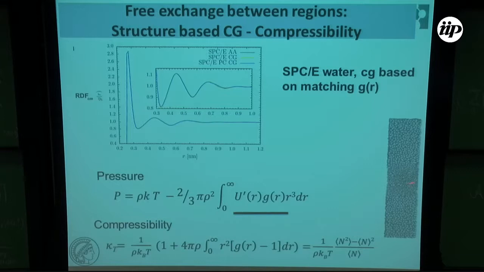And when you then look at the compressibility in the all-atom and in the coarse-grained region, you see that the compressibility is given by the inverse density times 1 plus the integral of density times this correlation function. And there's nowhere a force or a potential. It's just the g(r). And if I match the g(r) perfectly, then it means that the compressibility here and the compressibility here is the same. And you can actually look at this, of course, and it works if you do the simulation properly. And that means that the fluctuation of particles here in test volumes and here is the same. And this is very important if I want to have the right exchange between the different regions.